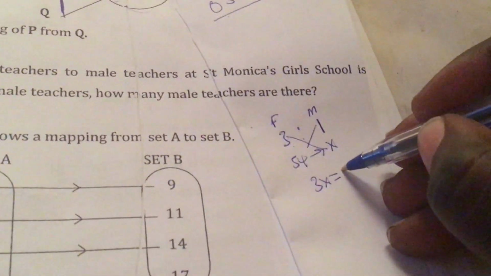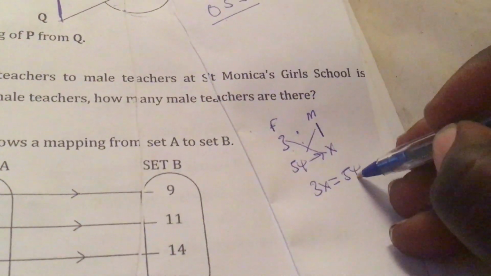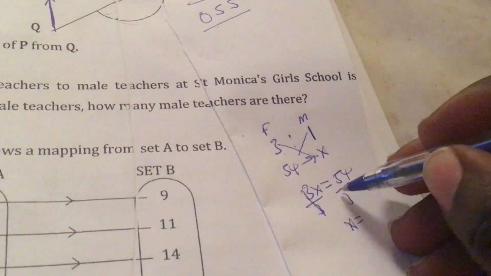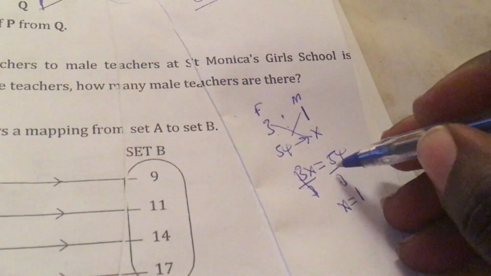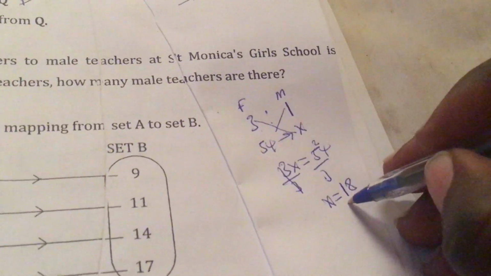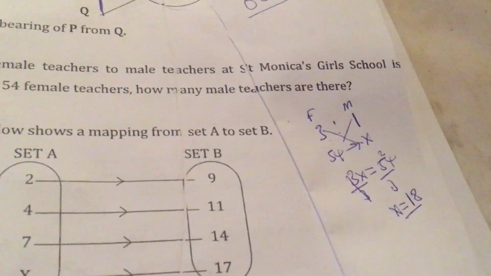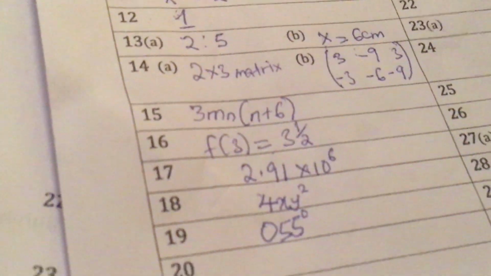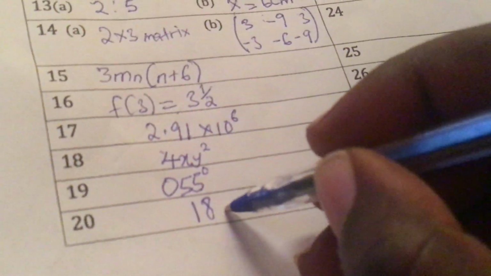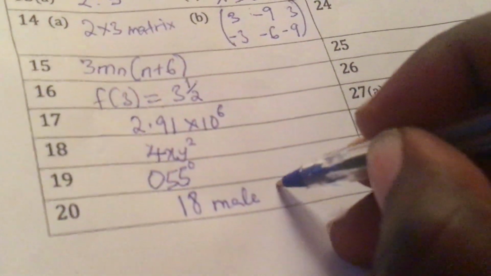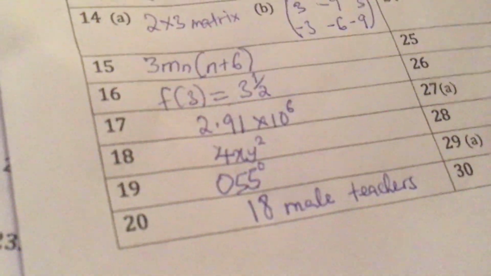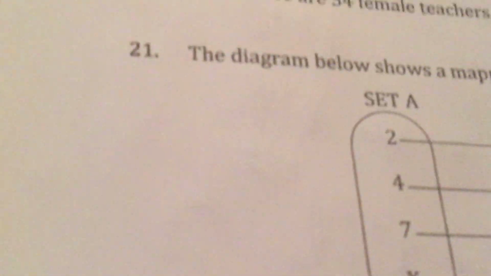We're going to have 3x is equal to 54. Then you divide both sides by 3, and we'll say our x is going to be 3 into 5, it's going to be 1, then remainder 2. 3 into 24, we're going to have 8. So this 8 here represents the male teachers. So you go to your answer booklet and say we're talking about 18 male teachers. So you indicate that.